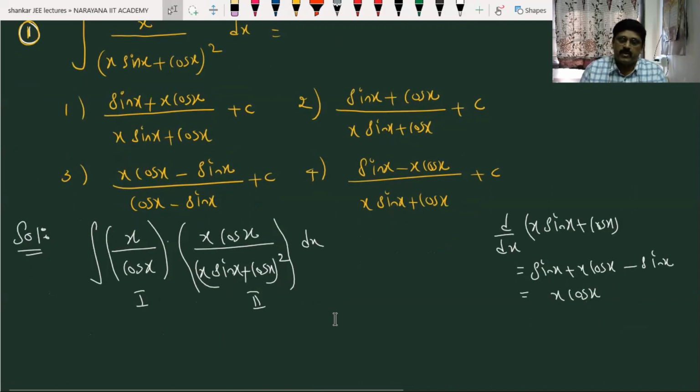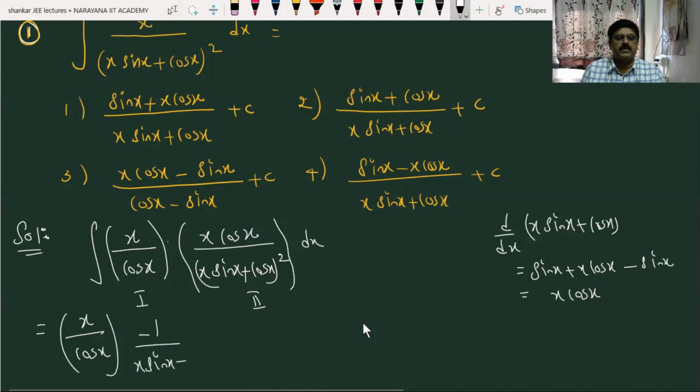Now shall we perform integration by parts? Now it will be first function into integral of the second function. Integral of the second function means what, students? If you treat this as t, it is 1 by t square dt, so minus 1 by t. So minus 1 upon x sin x plus cos x.